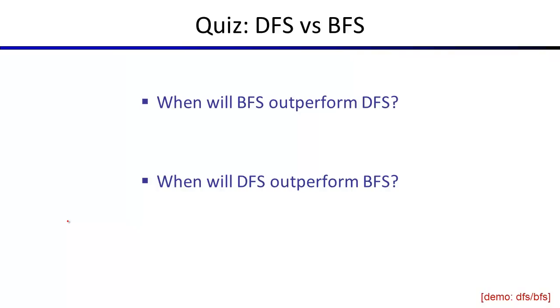Who has a suggestion? Yes. When you're looking for the shallowest path, then breadth first search will find that, and depth first search, maybe, maybe not. No guarantees there. Any other times it might be better.